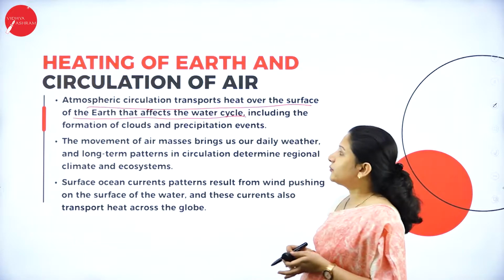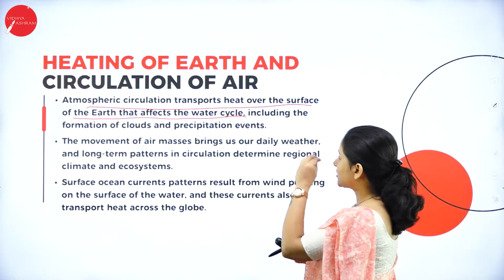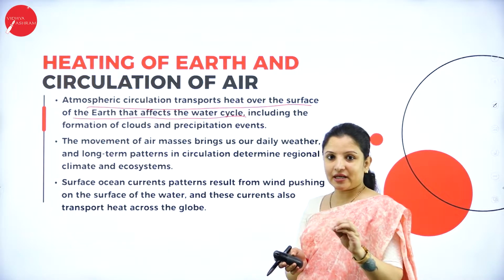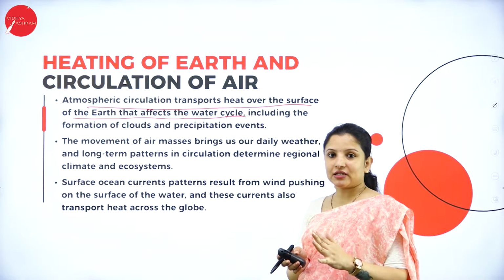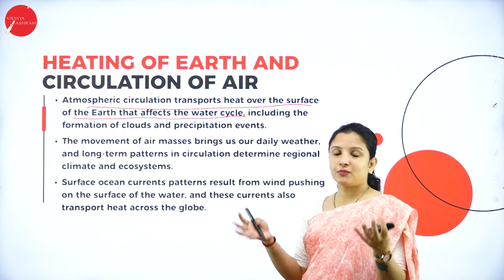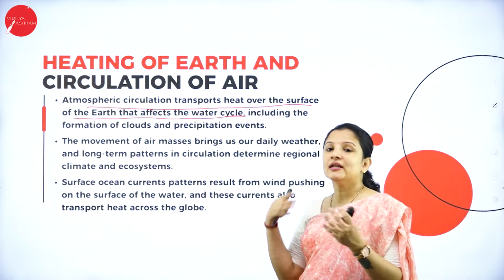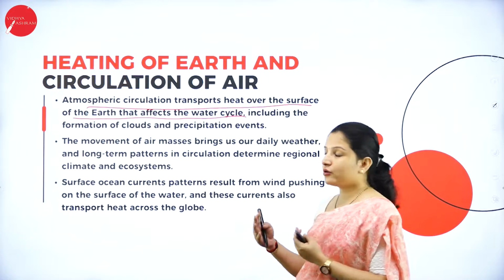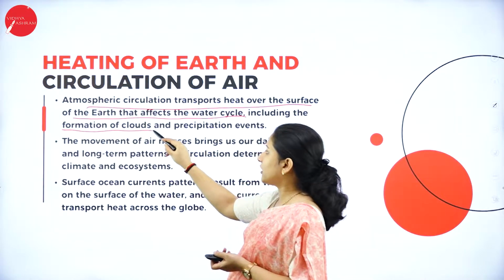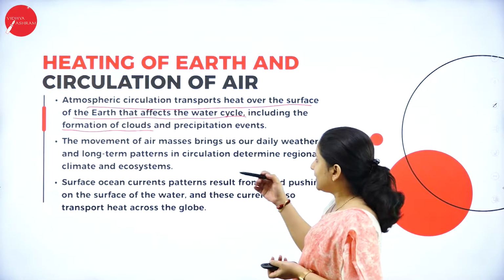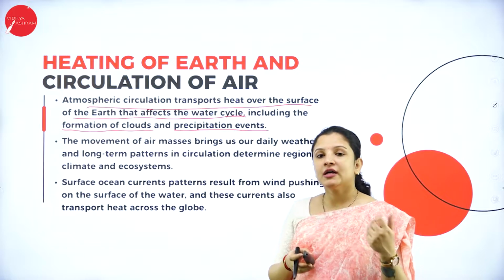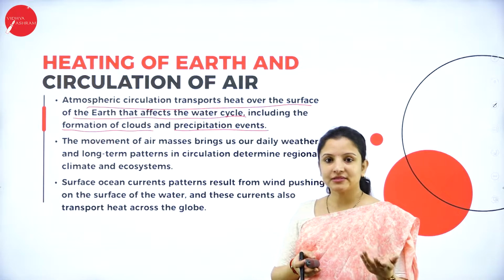So here atmospheric circulation will transport heat over the surface of the earth. This heat will act on the water cycle. Therefore, the water that is present in the water bodies such as the lakes, ponds, rivers, oceans and all that will start to evaporate slowly. They will evaporate and enter into the atmosphere and form clouds, and these clouds will come down as precipitation, that is in the form of rain, snowfall, fog, mist, etc.